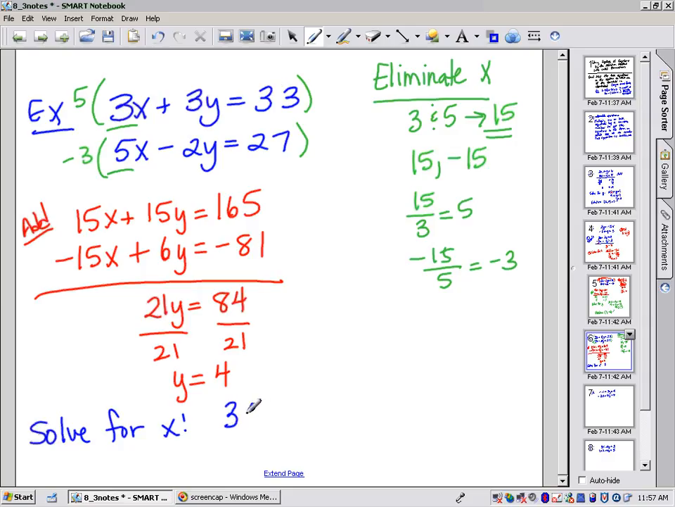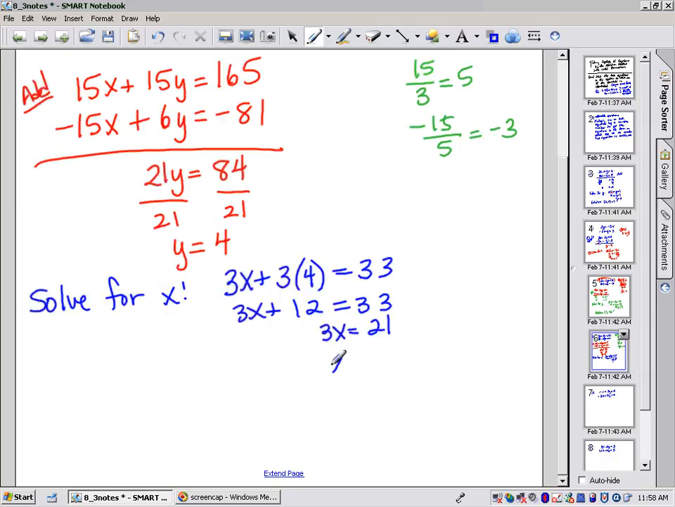So if we have 3x plus 3 times 4 is equal to 33, so 3x plus 12 is equal to 33. And we can subtract 12 from both sides to get 3x is equal to, what is that, 21. So therefore, our x is equal to 7. So this says that our solution to this system is the ordered pair (7, 4). And I can certainly plug in to check to see that that works.